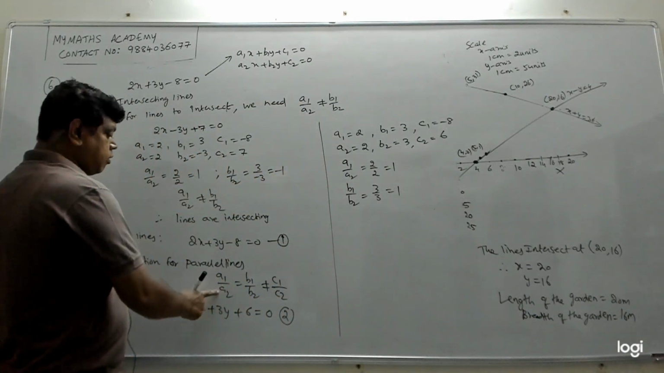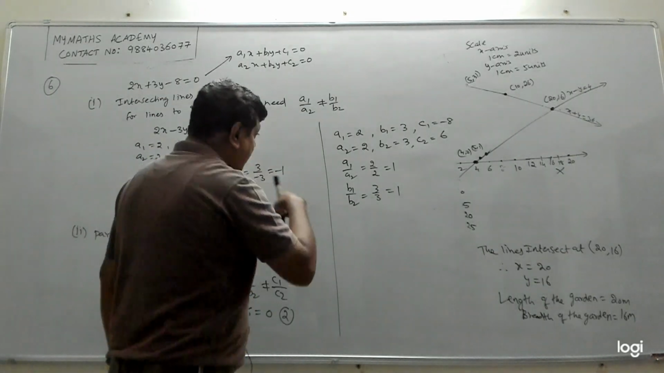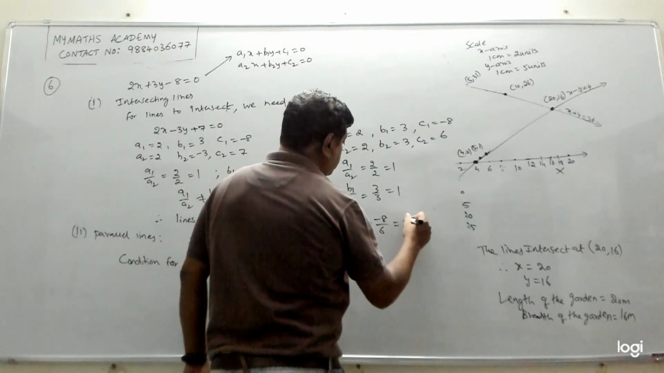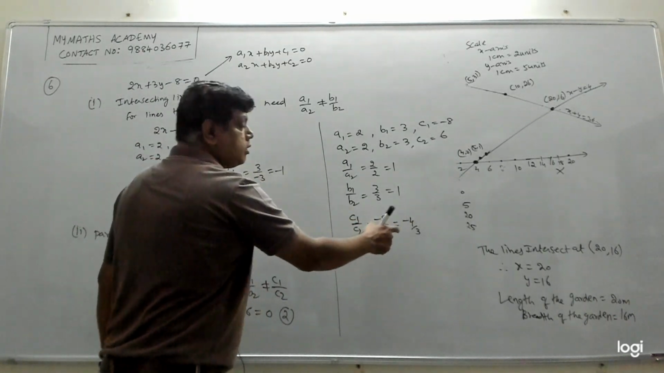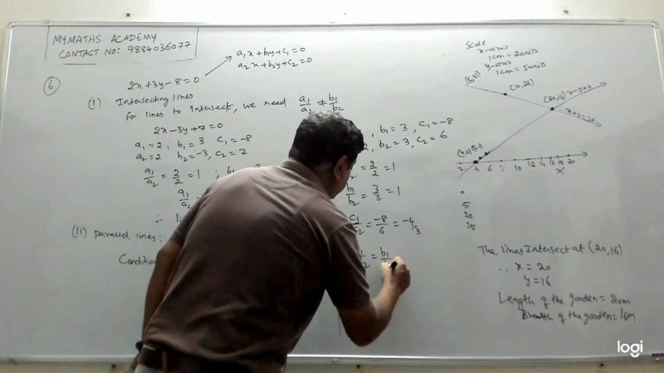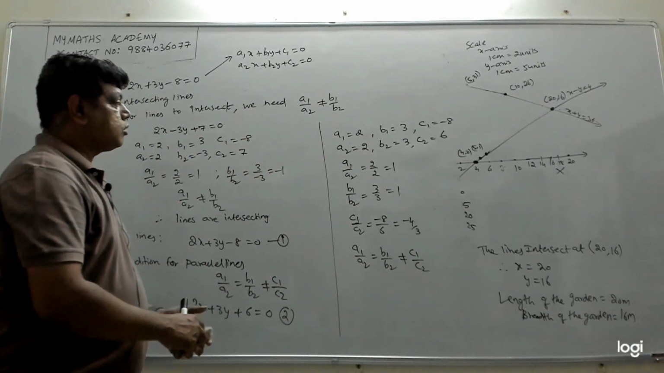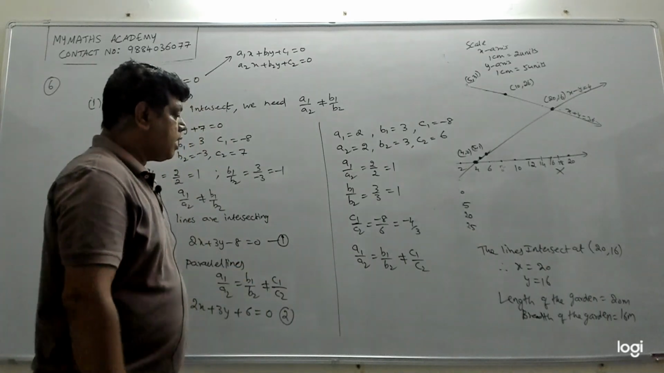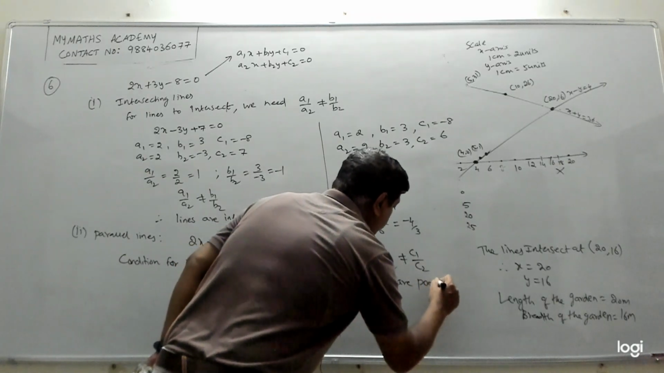So we have got this condition, a1 by a2 equal to b1 by b2. Now let's find c1 by c2. c1 is minus 8, c2 is 6. This gives me minus 4 by 3. So we got a1 by a2 equal to b1 by b2, but not equal to c1 by c2. a1 by a2 is 1, b1 by b2 is 1, but c1 by c2 is minus 4 by 3. Therefore lines are parallel. Parallel means no solution.